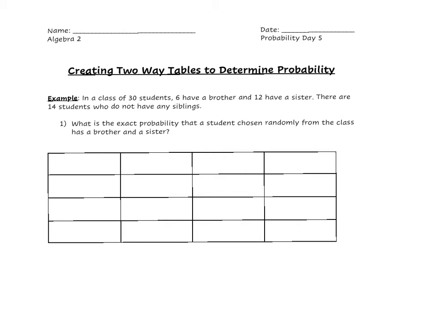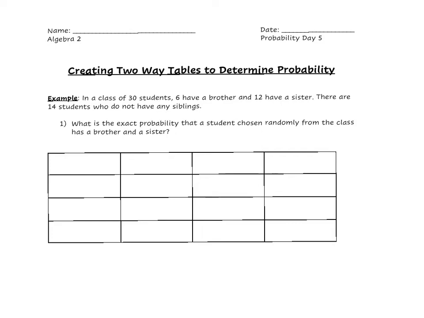Hi everyone, in today's lesson we're going to talk about how to create two-way tables to determine probabilities. Before I begin this example, I'd like you to pause the video, jot down the problem, and then jot down this blank two-way table so that you're ready to fill it in when I go over the example. Then hit resume when you're ready for me to begin.